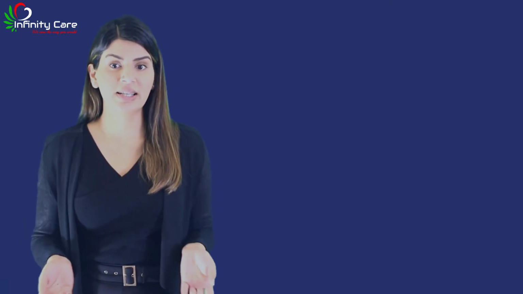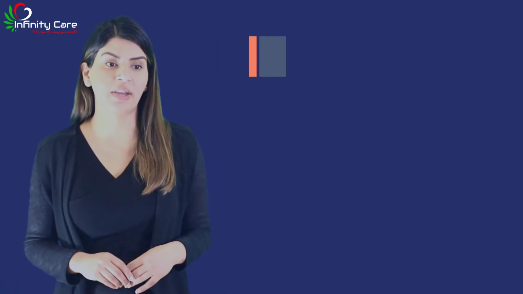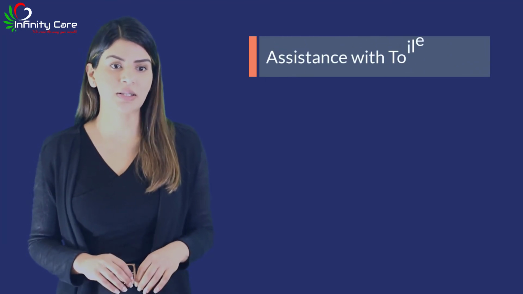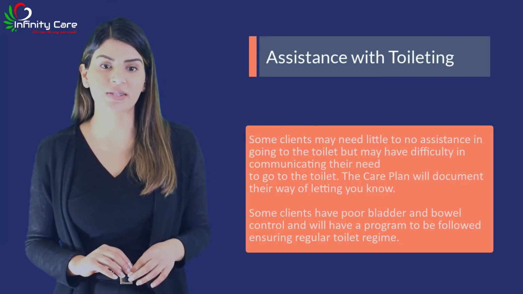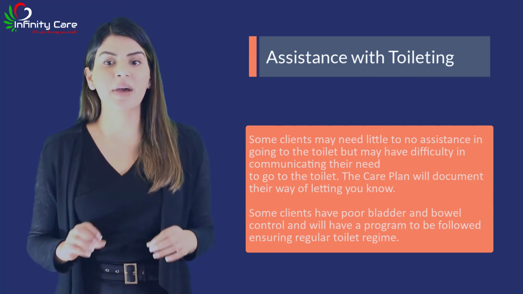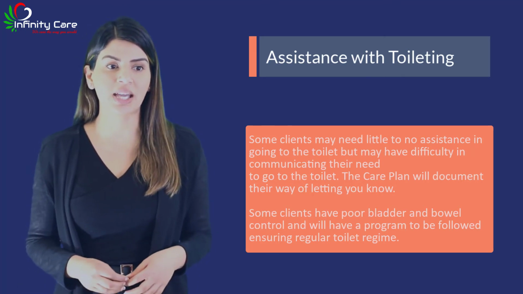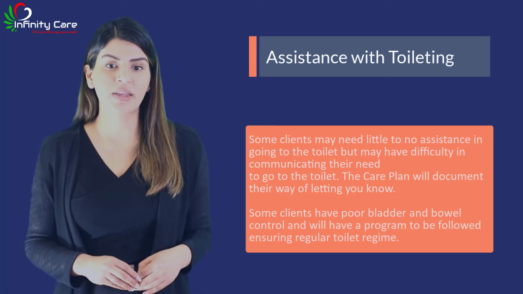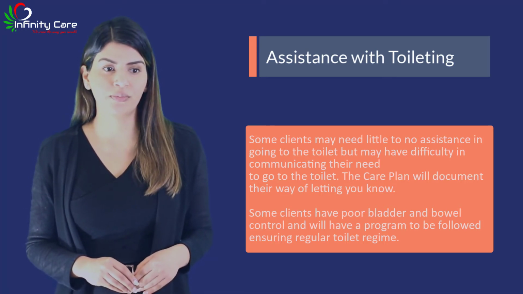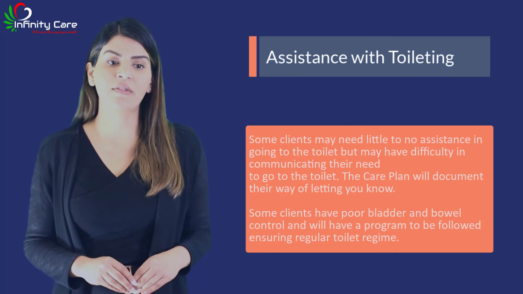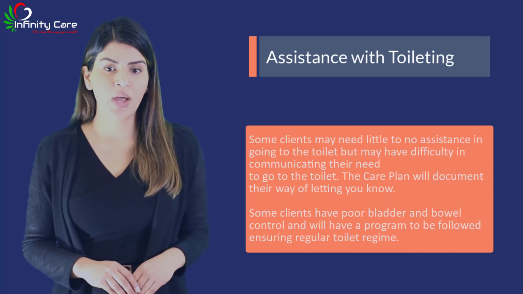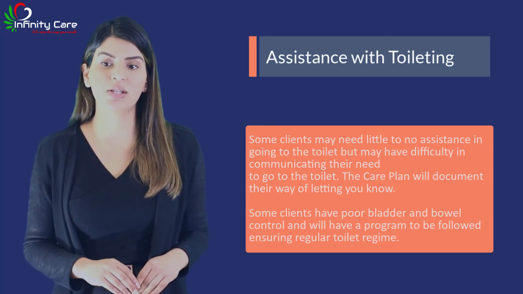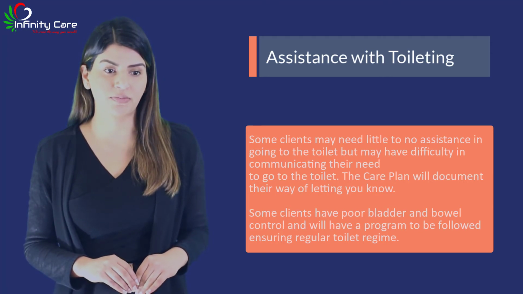Assistance with toileting is another important part of our care. Some participants may need little to no assistance in going to the toilet, but may have difficulties in communicating their need to go to the toilet. Their care plan will document their way of letting you know. Some participants have poor bladder and bowel control and will have a program to be followed ensuring regular toilet regime.